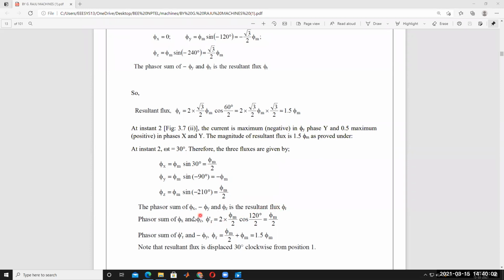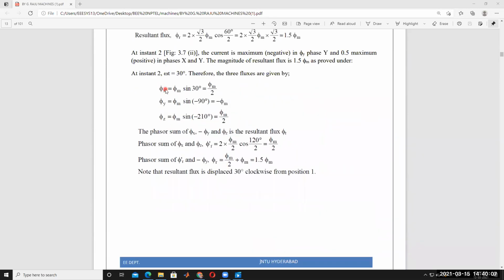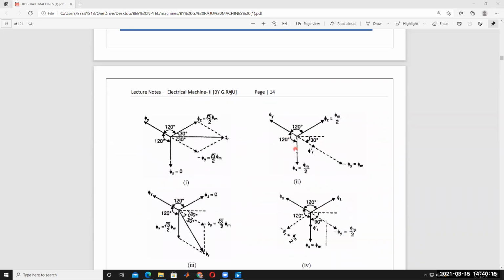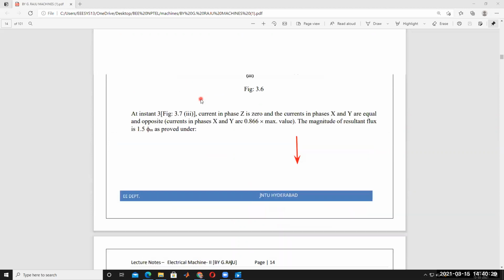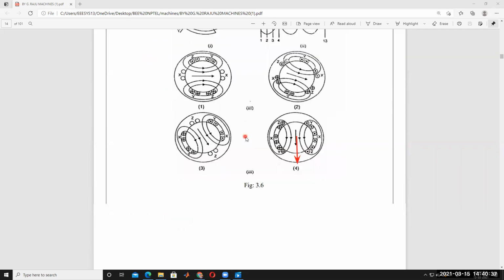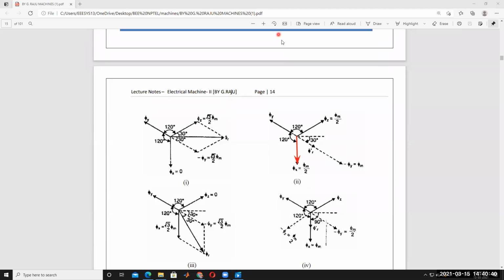Okay, resultant flux. First, we have to find the phasor sum of phi x and phi z. So by substituting, phi x is equal to phi m by 2, phi y is equal to minus phi m, phi z is equal to phi m by 2. So this is the second phasor diagram. First one, phi x is equal to phi m by 2, at omega t equal to 30 degrees instant. Phi x is equal to phi m by 2, and then phi y is equal to minus phi m.